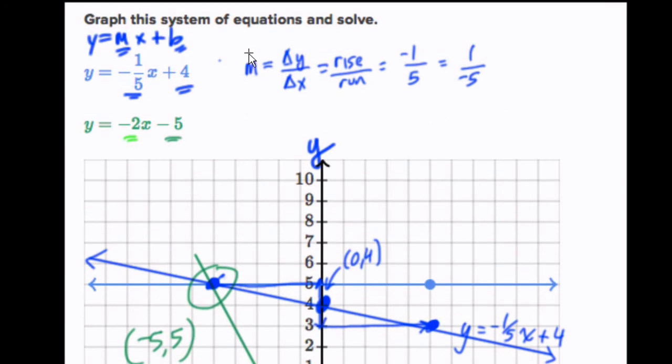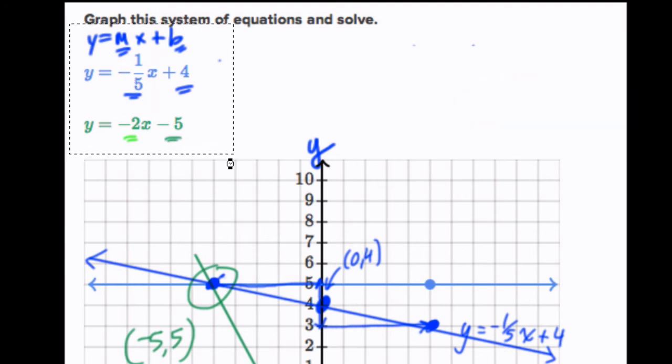And let me just clear off some of this so we can explain what this means. Clear this off. Okay. That means negative 5, 5. Well, negative 5, the first value, that's your x value, and the second value is your y value. That means if we plug in negative 5 for x in both equations, we should get positive 5 for a y value. Let's just plug that in to see that it works.